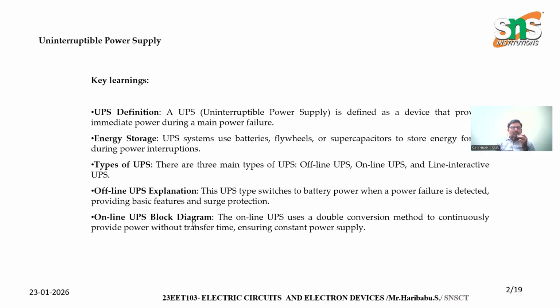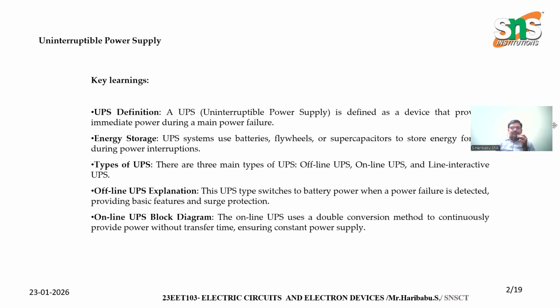Whereas an online UPS block diagram is about the UPS double conversion method, which continuously provides power without transfer time, ensuring a constant power supply. It will be processed sequentially, whereas in the offline process, we have to switch it on.